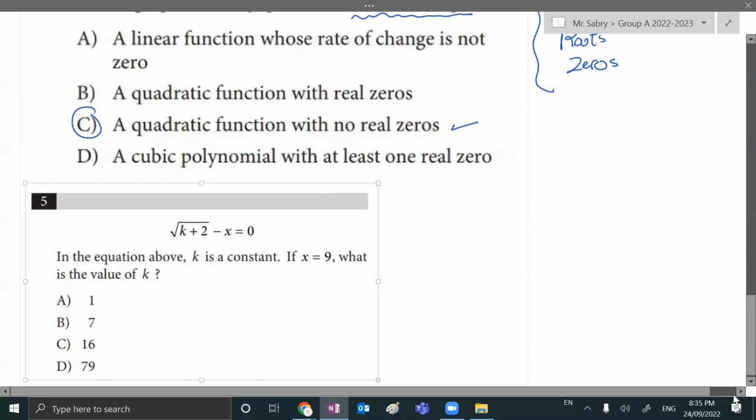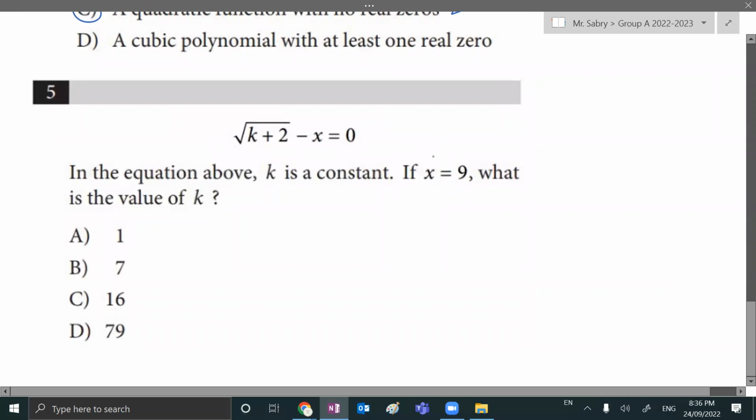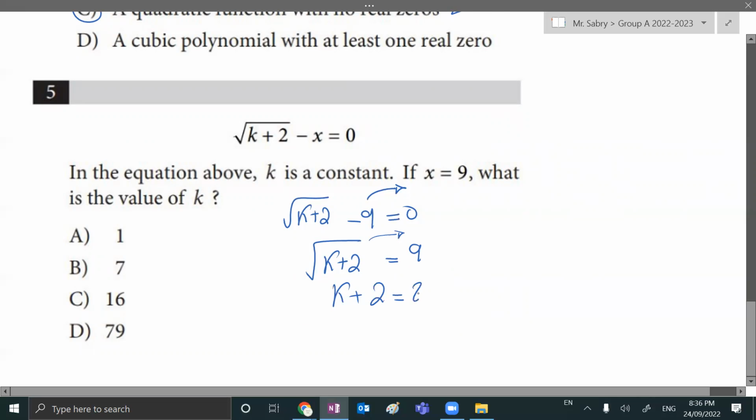Finally, number 5. Whenever you're given a value of any variable, since you're given already that x is equal to 9, substitute x with 9 right away. So you'll have minus 9 equals 0. Just move the negative 9 to the other side and I'll have root k plus 2 all equal to positive 9. Now in order to remove the root, I just have to square the other side. So I'll have k plus 2 equals 9 power 2, which is 81. Then move the 2 to the other side, so I'll have k equals 81 minus 2, which means k is equal to 79. This is the value of k, which is D.